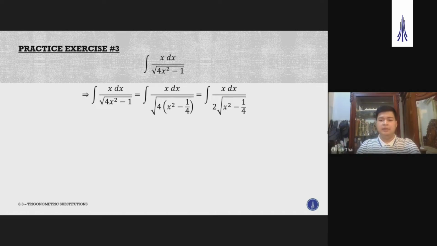For this, we know a is equal to 1 over 2. For this substitution, we use x equal to 1 over 2 secant theta. Then we differentiate, and we got dx equal to 1 over 2 secant theta tangent theta, and we need to set the value for theta greater or equal to 0 and less than pi over 2.